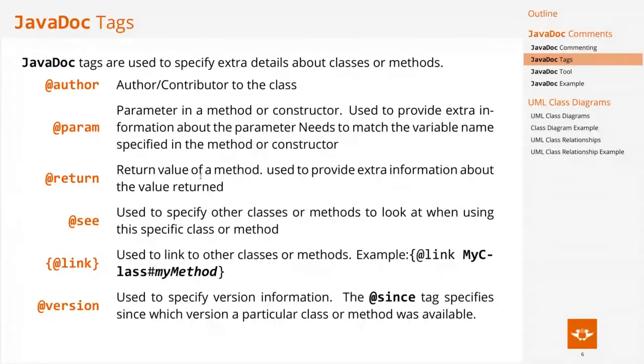These are not all the tags. These are the ones we are going to be using in the course. Obviously, there are a lot more, however, we can't cover every single one of them. So the first one you'll see in this list is @author. This indicates who is the author or contributor towards the source code of this class.